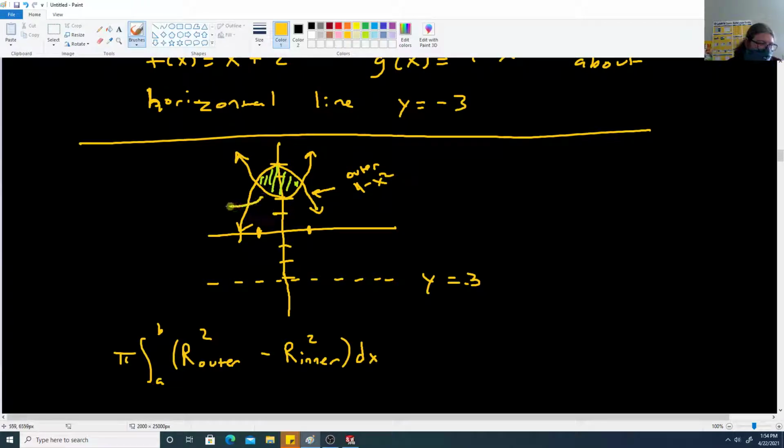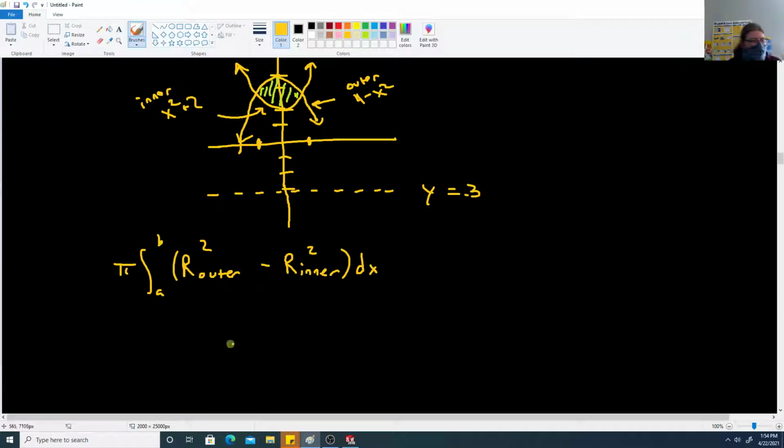And the inner radius will be this parabola that's closer to the line, which is the parabola that opens upwards, which is x squared plus 2. That will be our inner parabola, or our inner radius. So we get the integral of, we'll have to figure out our limits in a minute. Our outer is (4 minus x squared) squared, minus our inner, which is x squared plus 2.